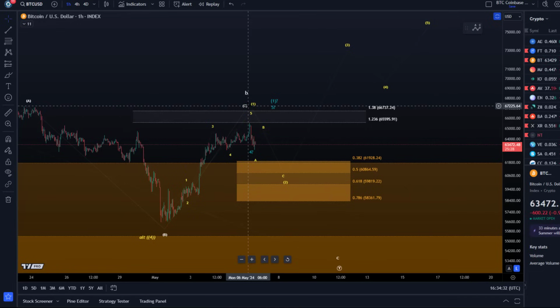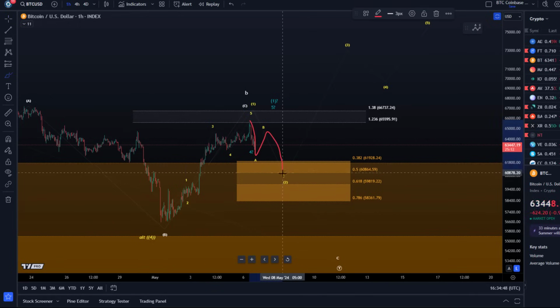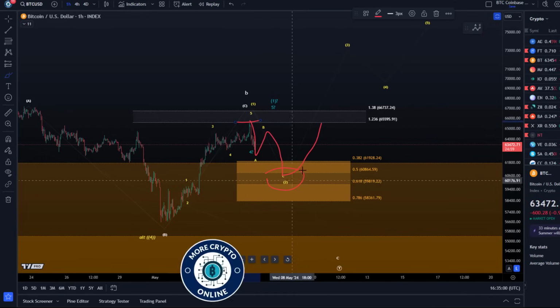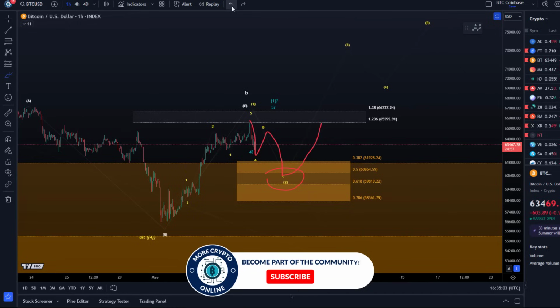It will not be possible to confirm that we have completed a larger degree 4th wave correction, which started in March, here on the 1st of May, until we see the price move into the support region in 3 waves, see the price stabilize here, and then start a move up and break above the previous high. That's what we need to see. We need to see the price hold a higher low and then start to rally.